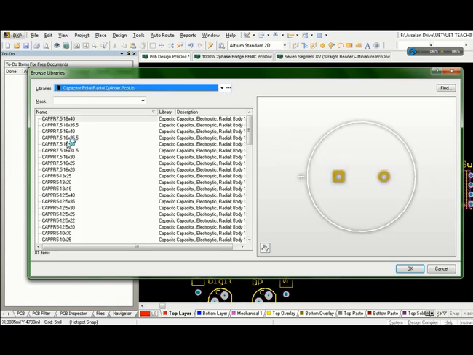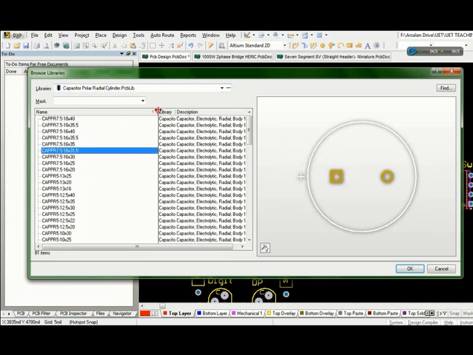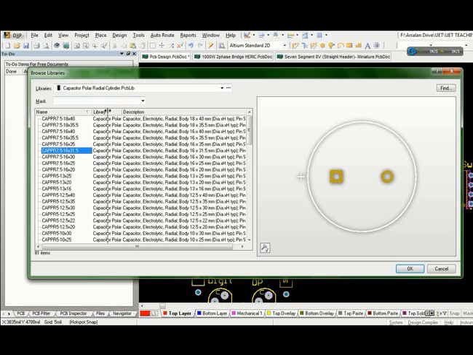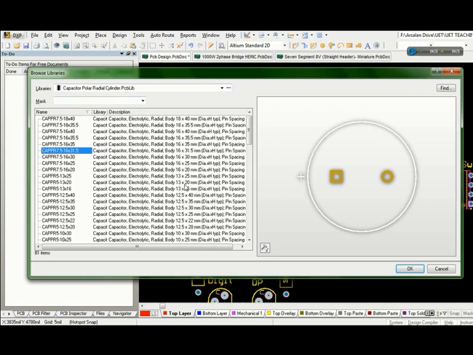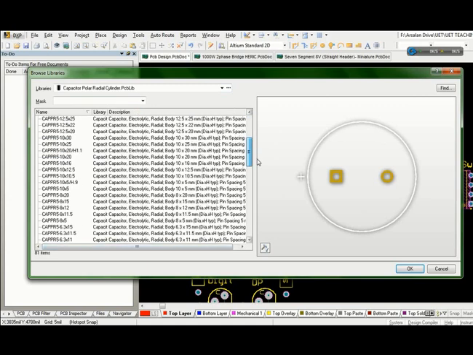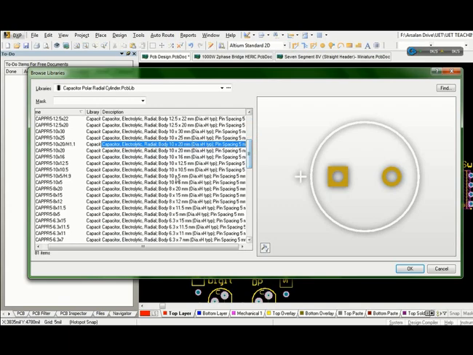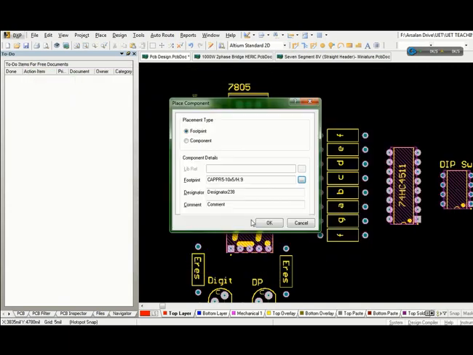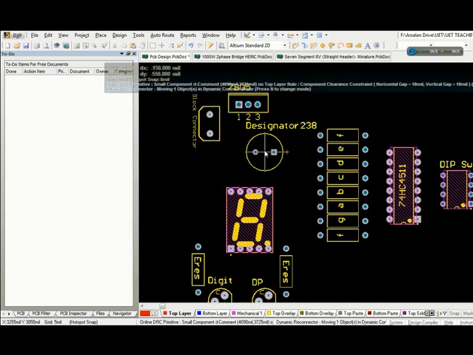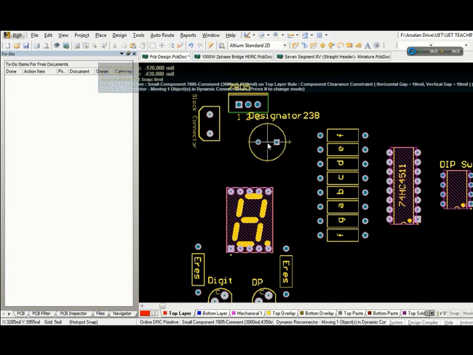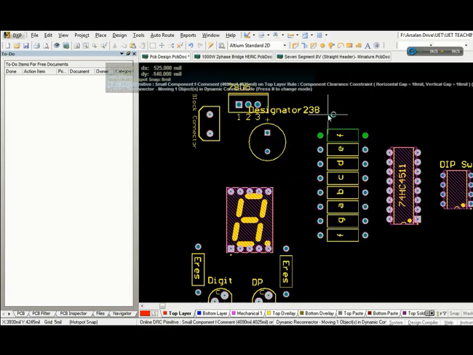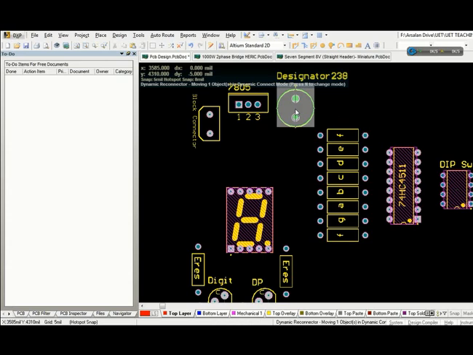Now I am going towards the capacitor. Please go with the capacitor nomenclature which I am selecting over here. You can see what I am doing. I am going with the 10 cross 30, or rather 10 cross 5, not 30. And you can see the size. It's actually a capacitor. After this video is over, I will show you that capacitor physically also.